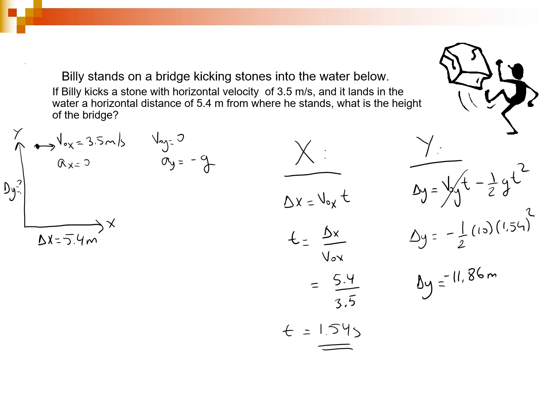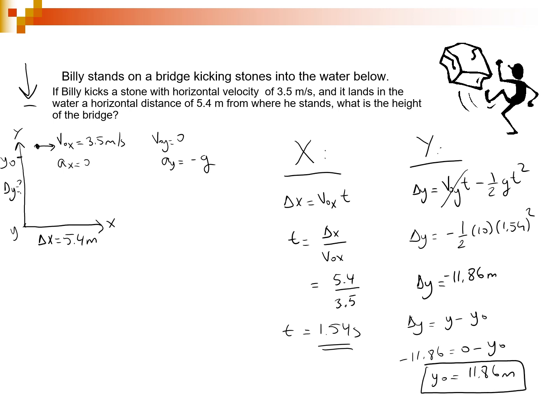Now, why is delta y negative? Because we decided downward to be negative, right? And this motion of the object is downward. So if you want to find this is y final and this is y original, and if you want to solve for y original, that's what you do. Delta y is equal to y minus y original. So negative 11.86 is equal to 0 minus y original. So you see y original is 11.86 meters, positive as you expected. All right, that's the answer.